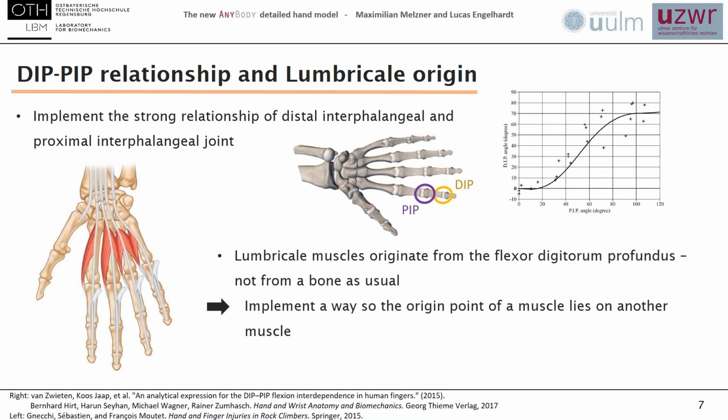Another unique feature of the human hand is the origin point of the lumbricals. In contrast to regular muscles, the lumbricals do not originate from a bone, but from the tendon of the flexor digitorum profundus. Therefore, the force of the lumbricals is transmitted onto the flexor digitorum profundus tendon.